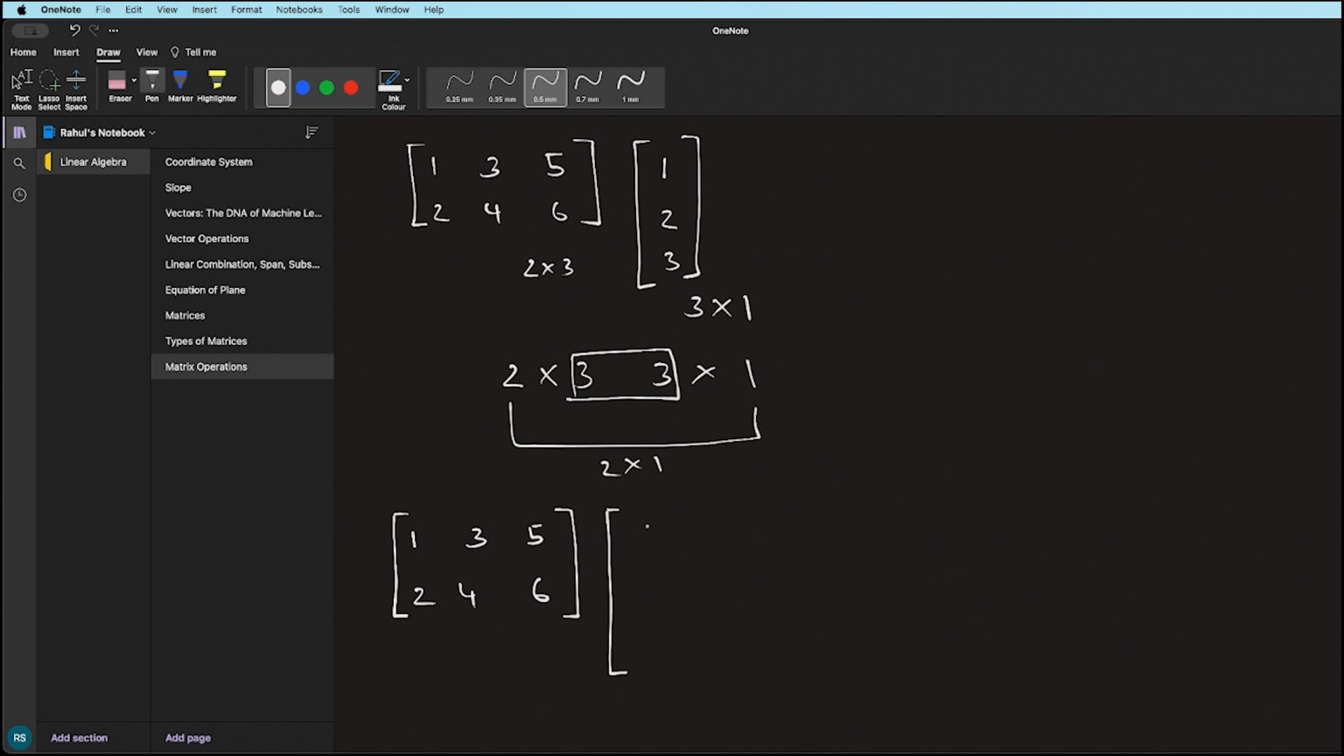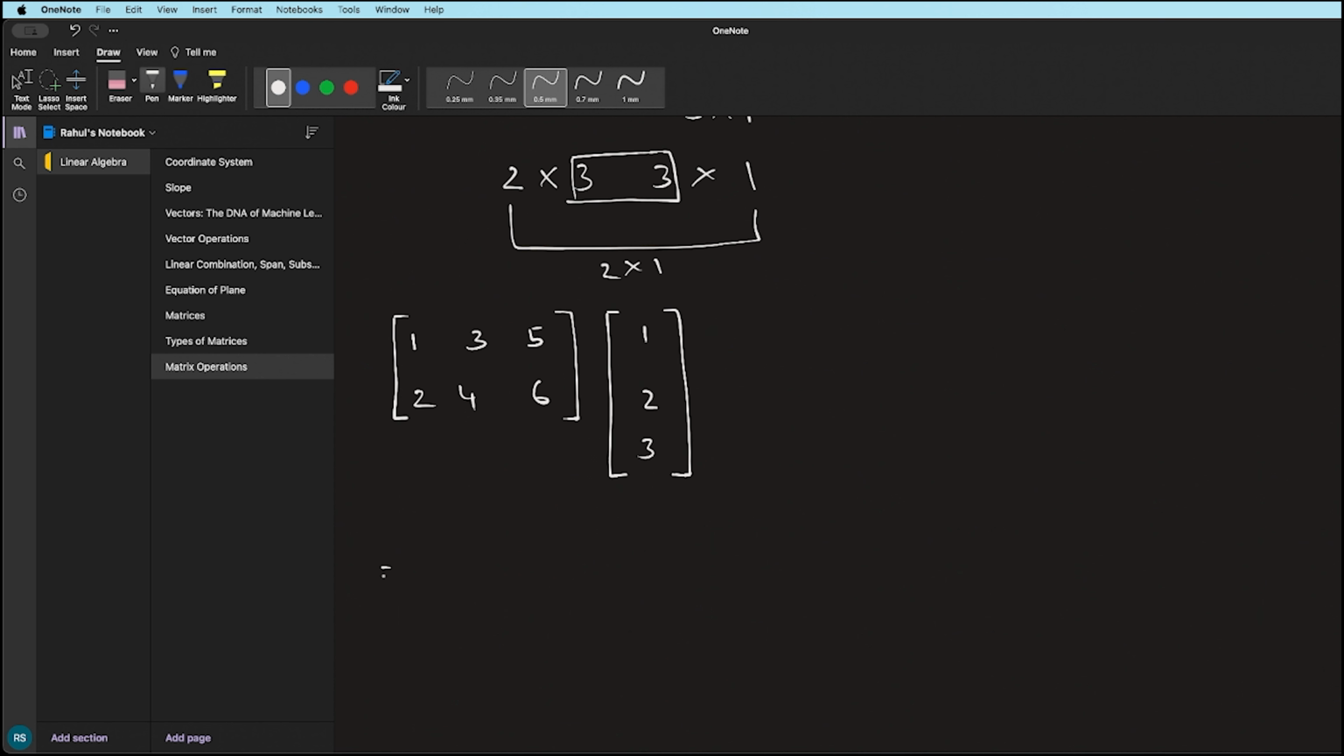And the resulting matrix is 1, 2, 3. So if I multiply the first row with the first column, so if I multiply the elements in the first row with the elements in the first column and do the sum, it will be 1 times 1 plus 3 times 2 plus 5 times 3.